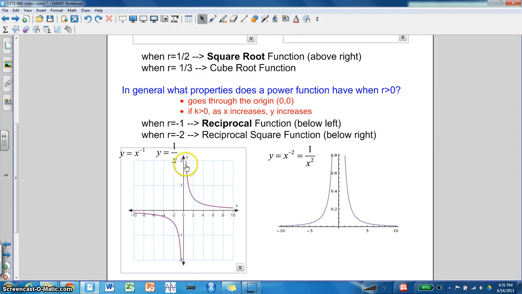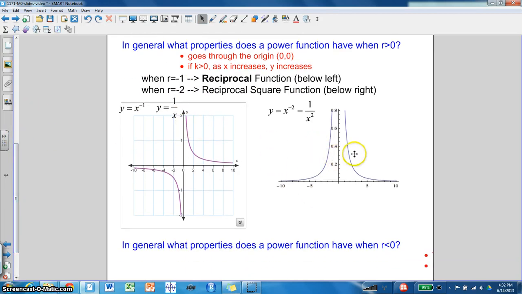Okay, and so we notice as we go to the right, we get closer to the x-axis, same as we go left, and as we get closer to 0, we go down to negative infinity on one side, up to positive infinity on the other side. For the reciprocal square function down here, this is actually a picture from Wolfram Alpha. We see the same sort of behavior as we go out in x, hugging that axis, and as we get closer to 0, we get closer to the y-axis.